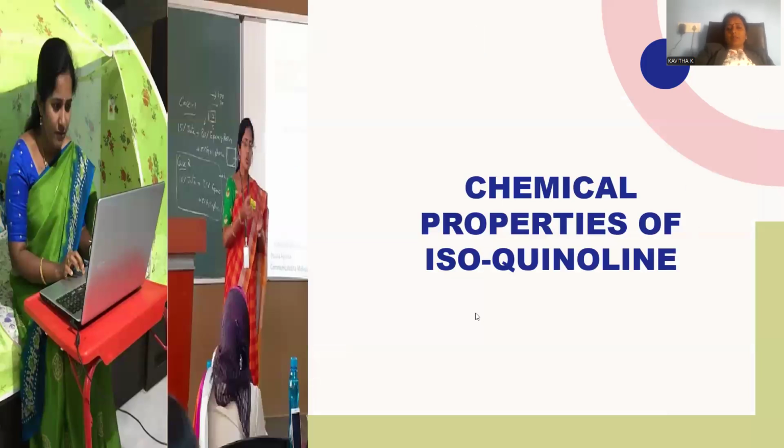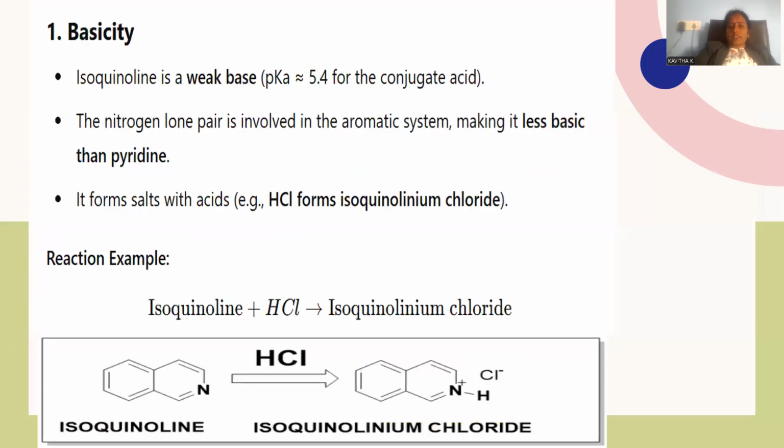Let me introduce the chemical properties of isoquinoline, what chemical reactivity it possesses towards various kinds of reagents. As we are already aware, it is basic in nature and a weak base in general, and its pKa value is characteristic for its basicity, and 5.4 is the value provided. The nitrogen lone pair of electrons is responsible for its basicity, and they do not take part in the aromatic system. It is less basic in comparison to pyridine because the benzene ring has a minus effect.